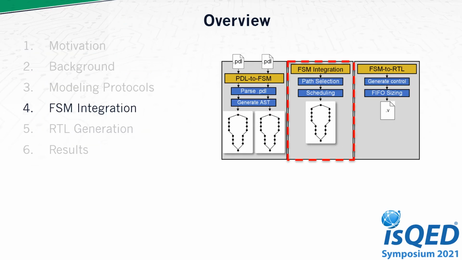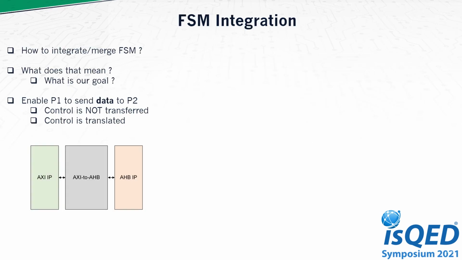So this brings us to the finite state machine integration part of the flow. Now that we have a method to generate models of our protocols, we can develop algorithms to take these data structures and synthesize a translator. So how can we integrate two finite state machines and then create a final finite state machine which will serve as a translator for the two protocols? Or first, what is even meant by integrating two finite state machines? Well, first, we can define a goal.